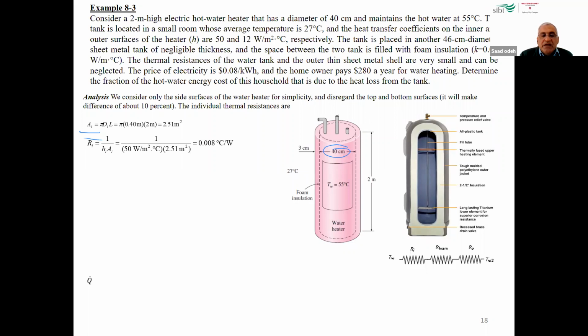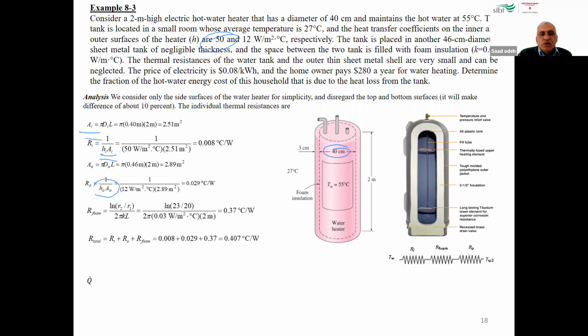So for the inner resistance, we need 1 over h A_i, where A_i is the inner surface area. And h is the heat transfer coefficient in water, between water and cylinder, which is already given, 50 watt per square meter Celsius. And the other one, the outer surface area, because we need it for the outer resistance, so 1 over h_o. Can you see here?